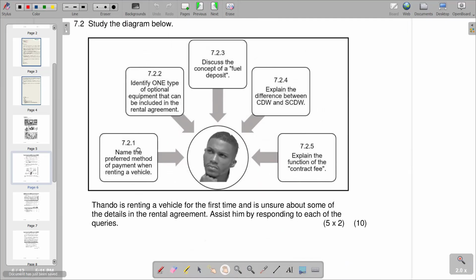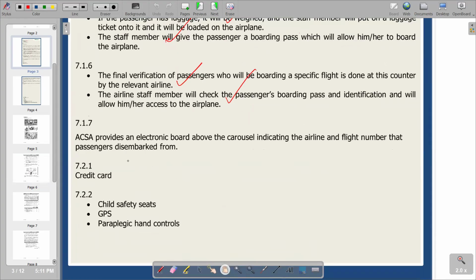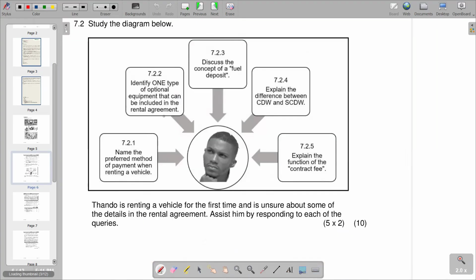Obviously, it's going to be our credit card. We have our credit card. That is the first correct response that we have got, the credit card. And then on the second part, it reads, identify one type of optional equipment that can be included in the rental agreement.